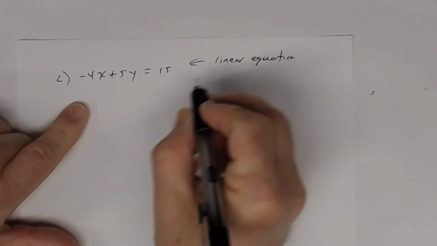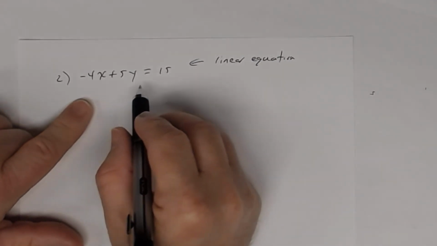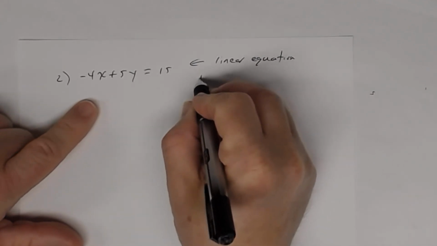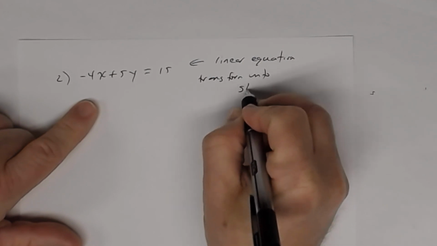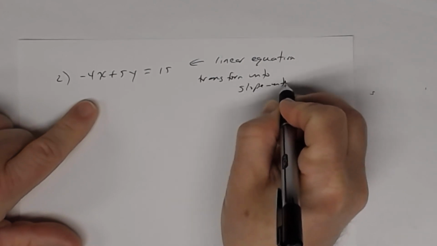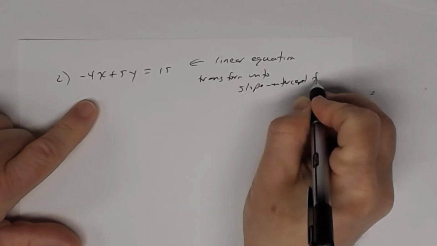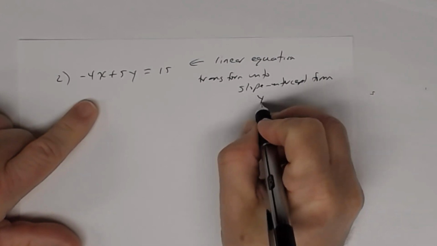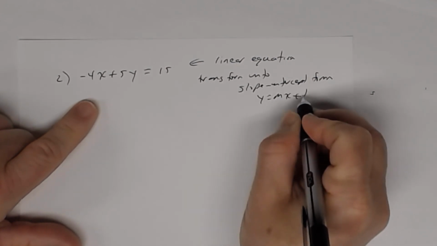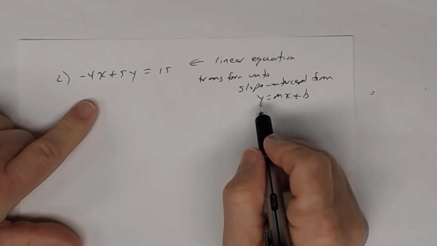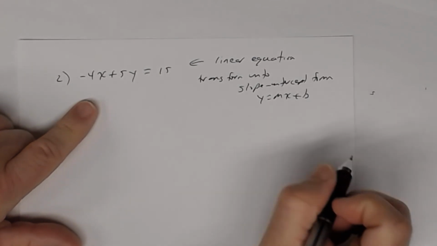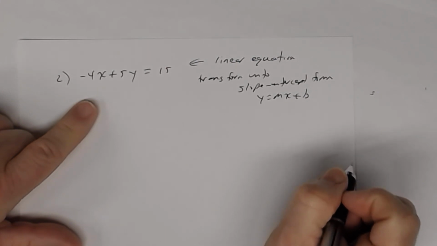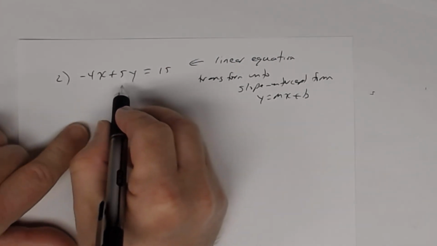And if I'm going to find the slope and the y-intercept, I want to transform into slope-intercept form, right? Well, remember, slope-intercept form is y equals mx plus b. So once you get this in slope-intercept form, the coefficient of x is your slope, and that constant is your y-intercept.